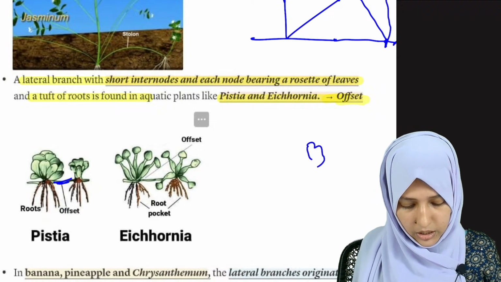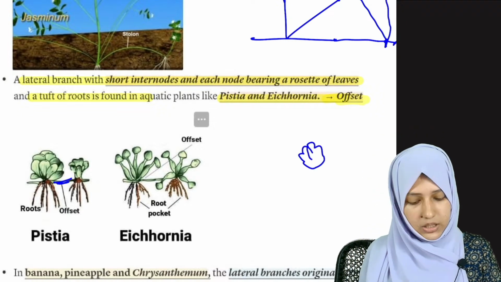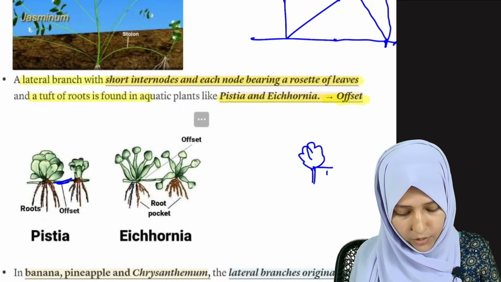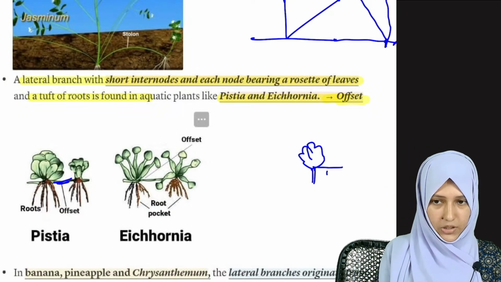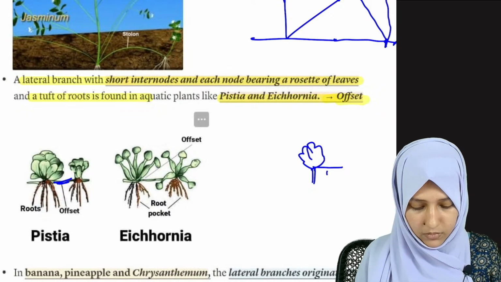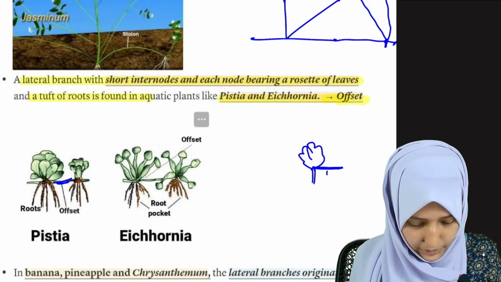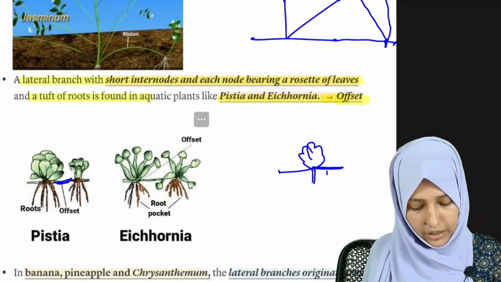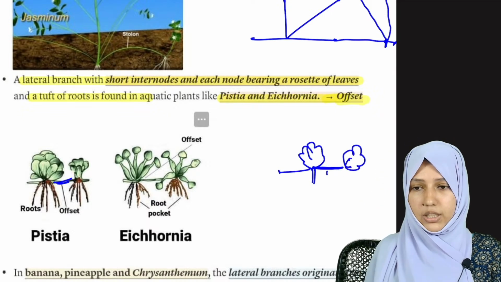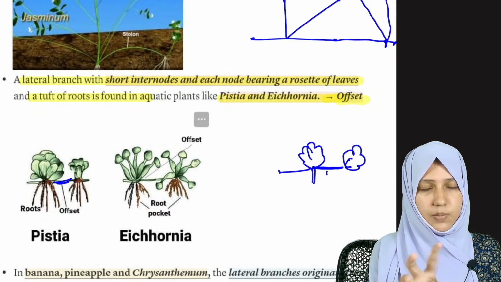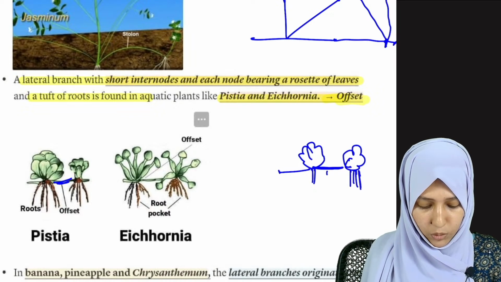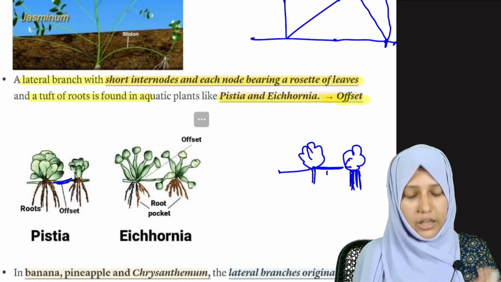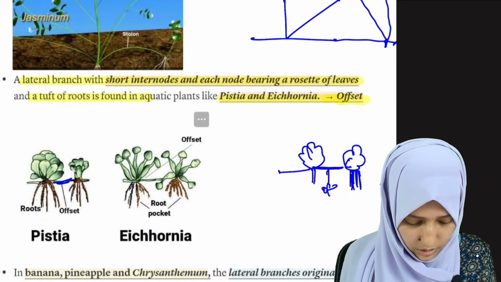So this is an aquatic plant. This is the aquatic plant, and it will be forming a lateral root. Lateral branch, and in each of the lateral branches they are forming, they will have a rosette of flowers, meaning a group of flowers, and a tuft of roots, which means a group of roots. If it is like that, then it is known as offset.